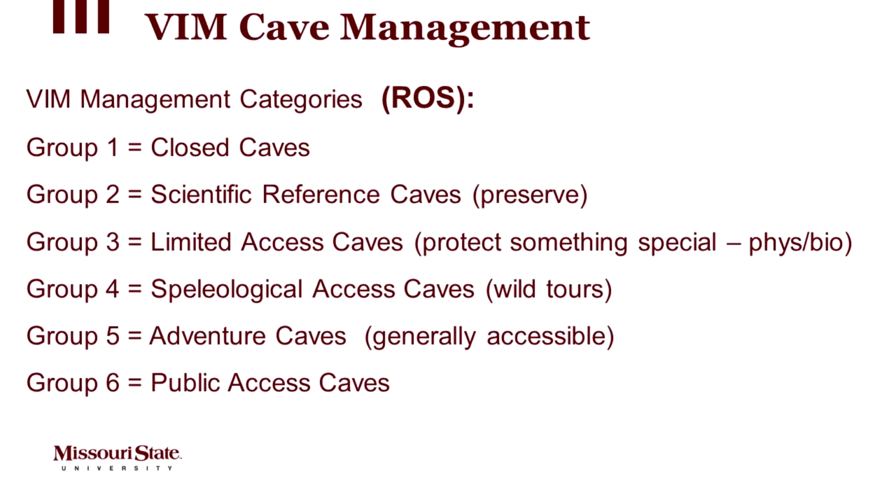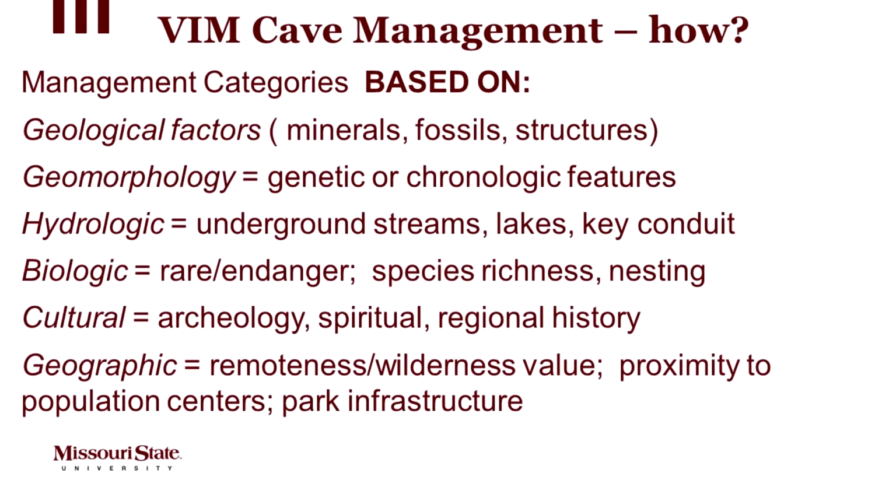So those are the categories, and to make those categories I'm using geological factors: what unique minerals or structures geologically or fossils or layers of rock are exposed in that cave that make me want to categorize it as one of those 6 groups. I think about geomorphology. Does the cave show me something unique about the chronology of life on Earth or development of cave systems? Does it show me genetically how the caves formed? And so is it a really unique feature for that, a way for people to see something like Wind Cave or Jewel Cave in South Dakota?